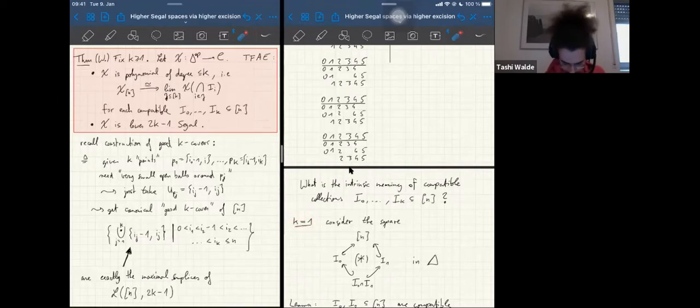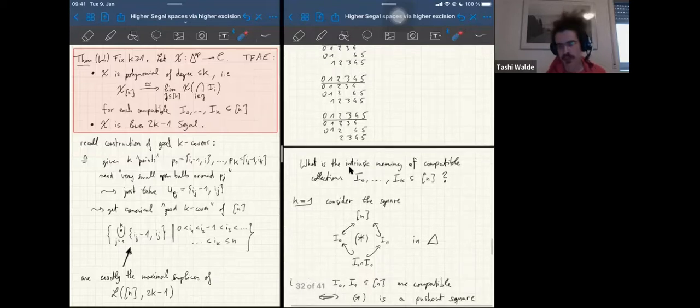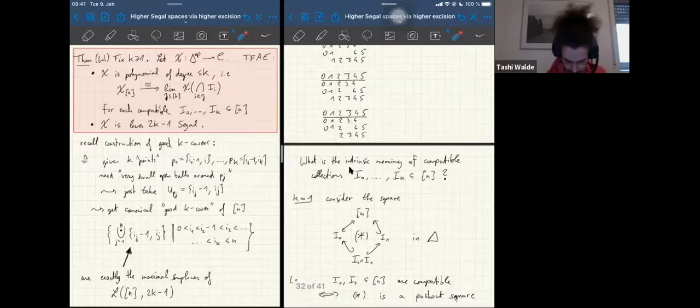If we have such a square given by two subsets I0 and I1 in n and their intersection, there's the following lemma, which is not that hard to prove using basic properties of the simplex category, that these two, I0 and I1, are compatible if and only if this square is a push-out square. And somehow the idea is actually quite simple. I mean, if we just forget the linear ordering, then this is clearly a push-out square.